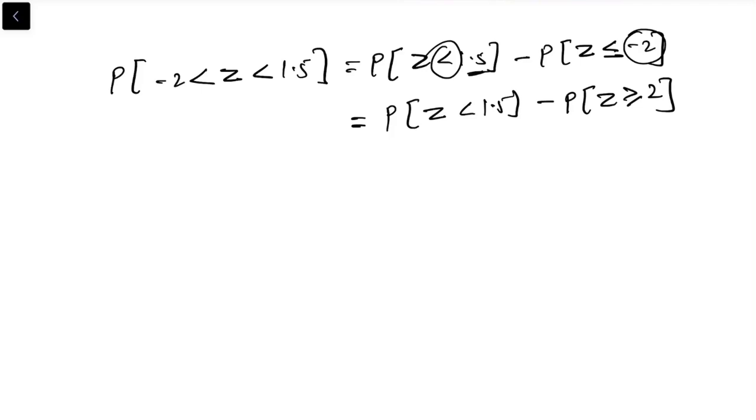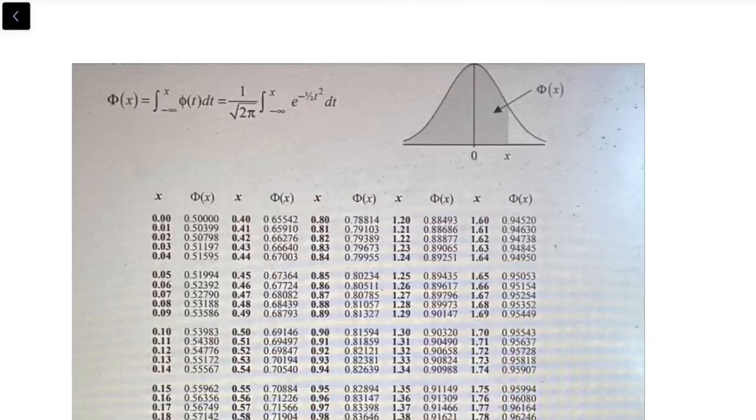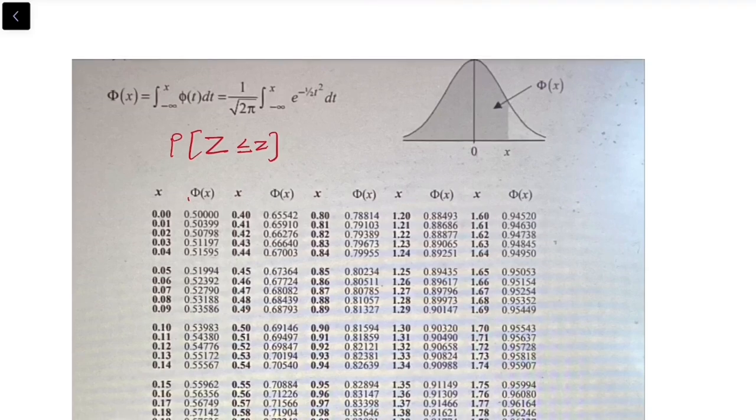Now again we need to change this inequality. So one more step: probability z is less than 1.5 minus 1 minus probability z is less than 2, right? Now let's look at the values from the table. This is the table of a standard normal distribution, and this is only applicable for probability z less than or equal to z. Now we are looking for the value x equals 1.5 and x equals 2. This is the probability and this is the x value.